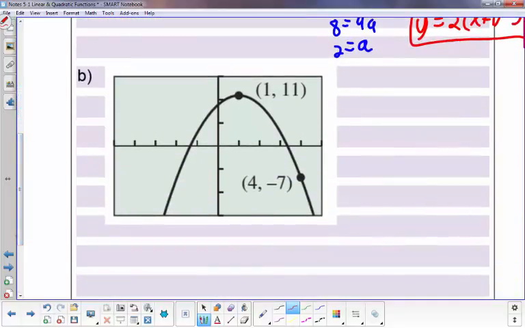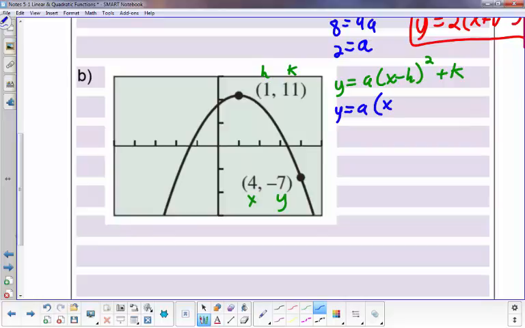Let's take a look at the next one. They give us the vertex, which is 1, 11. A point on the quadratic is 4, negative 7. So there's my h, there's my k, that's an x, and that's a y. We're going to plug it into y equals a times x minus h squared plus k. Start filling in the blanks: y equals a times x minus 1 squared plus 11. That's plugging in h and k. Now we can plug in x and y.